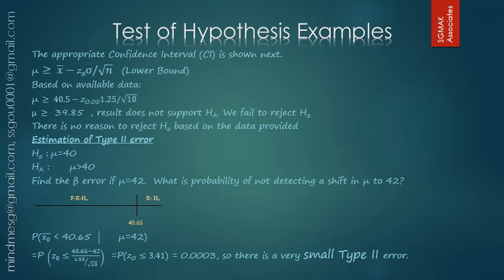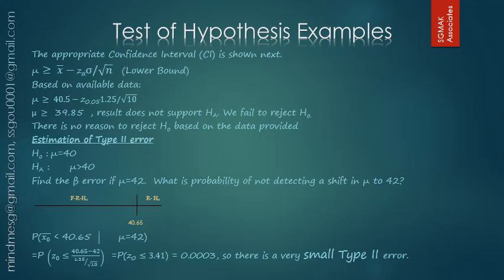So we go with the basic definition. What's the probability of accepting the null hypothesis when mu is 42? That expression is shown: if you get a sample average less than 40.65, given mu equal to 42, we make the type 2 error, and that comes out very small, 0.0003. So there's a very small type 2 error in this case, so we'll be detecting a shift to 42 easily, even with a sample size of 10. And that's what it shows.